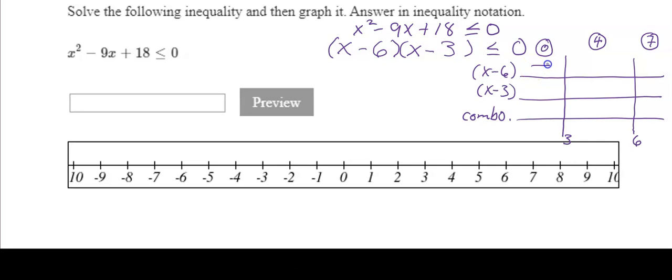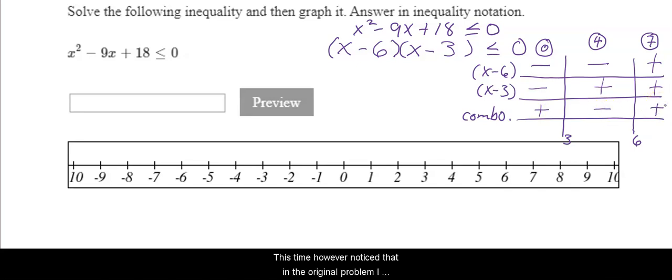0 minus 6 is still negative. 4 minus 6 is negative. I expect the linear factor to change at its solution 6. 7 minus 6 is positive, and it does change right there. I expect x minus 3, the linear factor, to change at its solution 3. 0 minus 3 is negative, but 4 minus 3 is positive. It will not change signs again. The combination of these multiplied together will give me a positive, negative, positive.